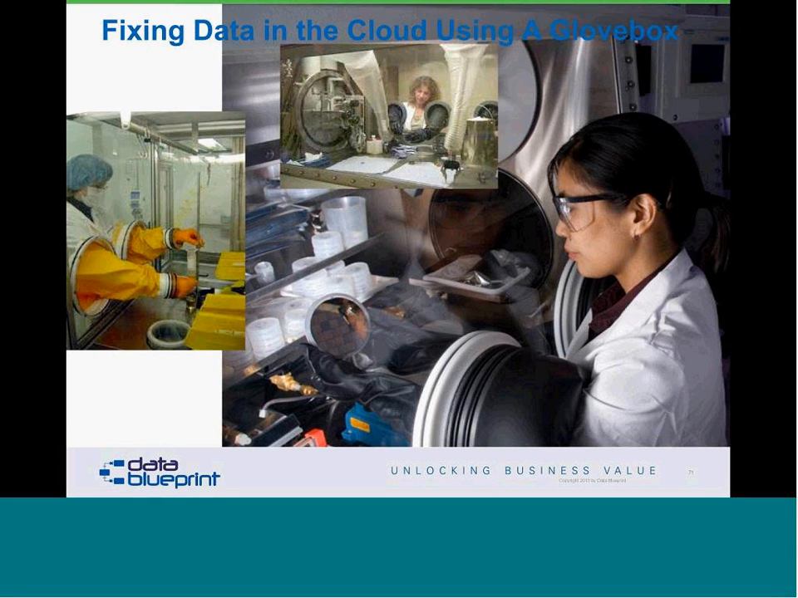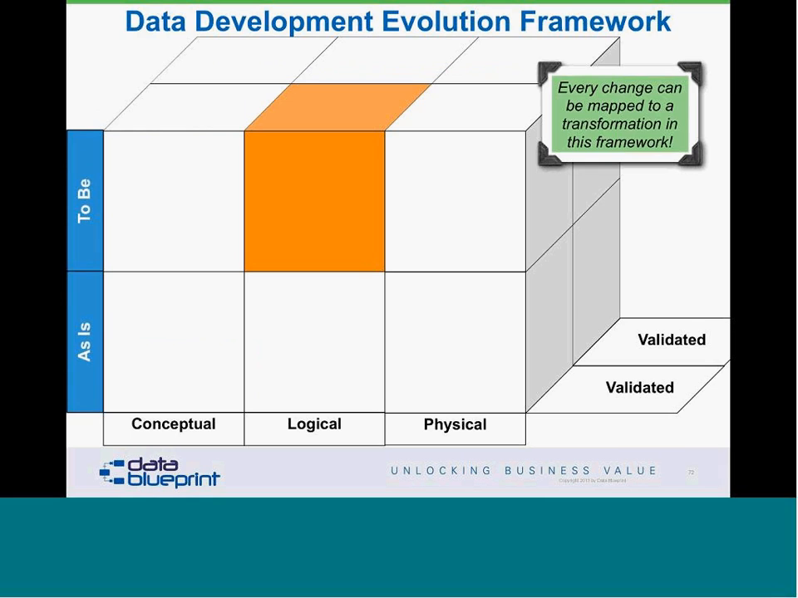A couple more points here. We come back to the top of the hour. Again, I told you we'd come back to this diagram in particular. Let's talk specifically about the re-engineering of data. Now, again, we have what I call the data development evolution framework. This allows us to understand specifically what it is that we're trying to do when we re-engineer data. We have our as-is models, our to-be models, our conceptual, our logical, our physical models.